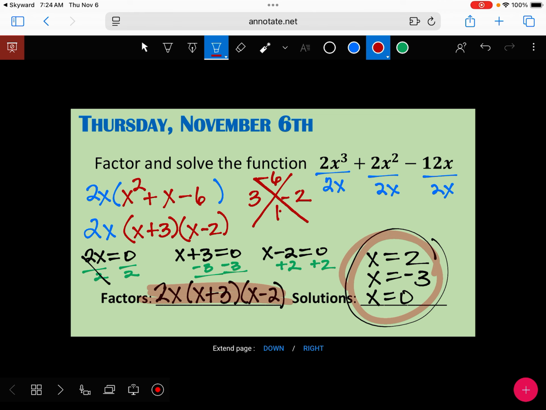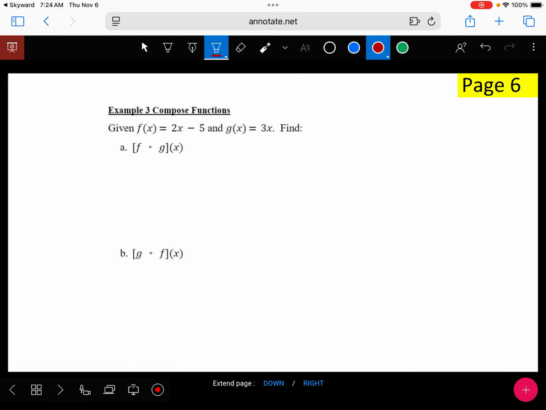All right, let's take out our notes. Let's finish out. We're in what, 4.1. And also take out your homework because we're going to finish the back side today too. So in our notes, we are going to page 6.